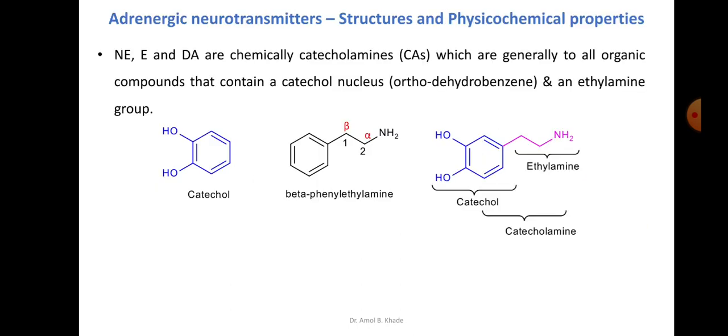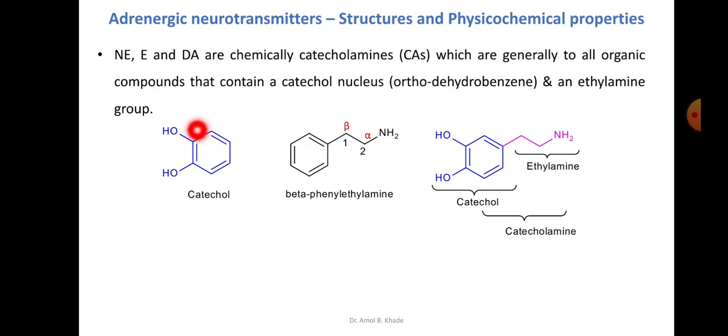So for adrenergic neurotransmitters, we'll see what their structure and physicochemical properties are. Norepinephrine, epinephrine and dopamine are chemically catecholamines, which are generally organic compounds that contain a catechol nucleus, also referred to as orthodihydroxybenzene, and an ethylamine group. You can look at this particular structure, a benzene ring which has hydroxyl groups adjacent to each other. So this is referred to as the catechol nucleus.